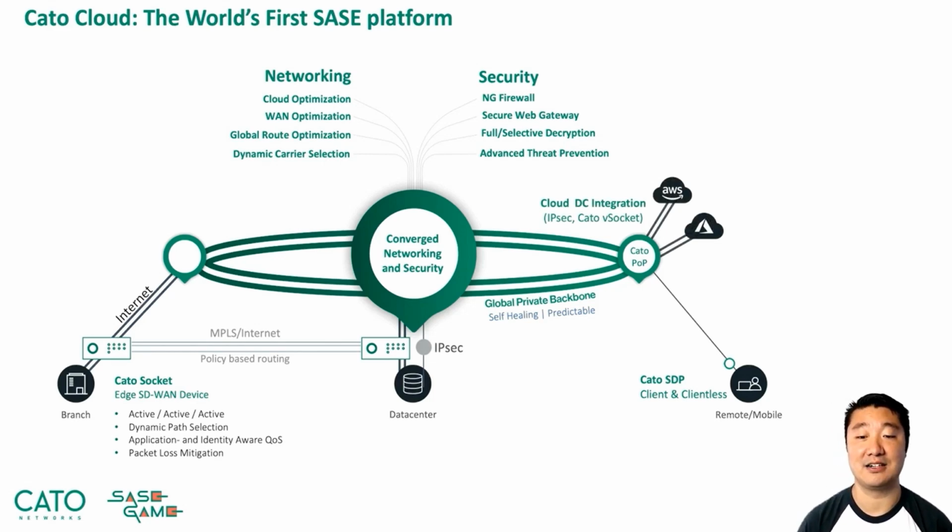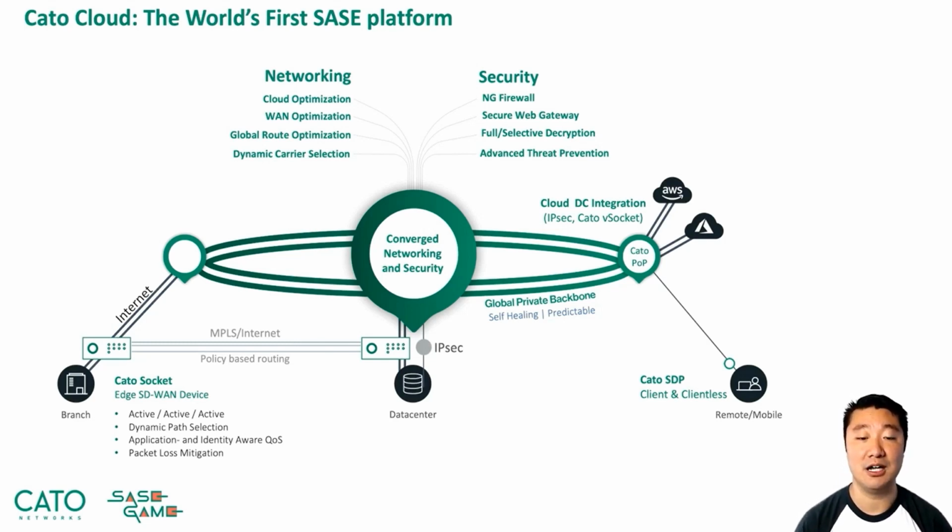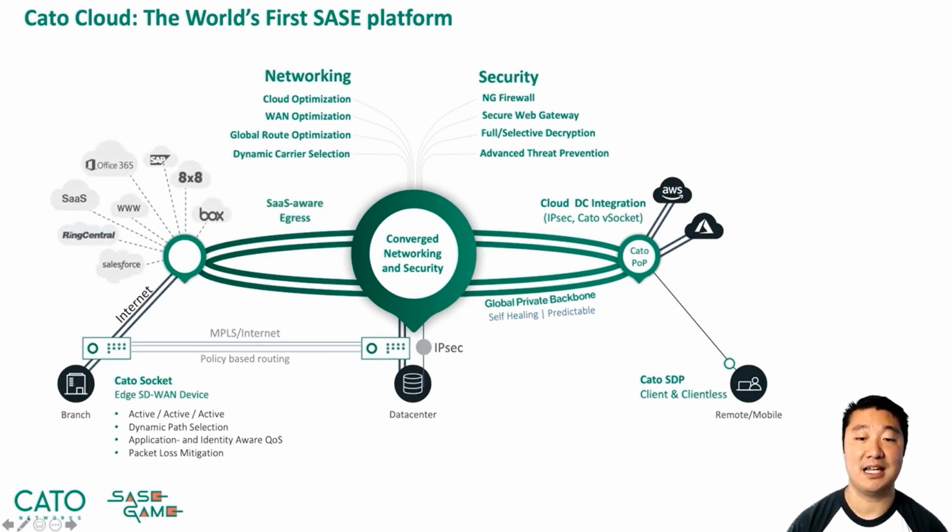Cloud data centers are connected by establishing an IPsec tunnel from the Cato Cloud or by using a Cato virtual socket. This makes the cloud data center an integral part of the network, and its traffic benefits from all network optimization and security controls. For public cloud applications, no integration is required. Application-specific traffic from any edge is automatically detected. Traffic can be sent based on a network rule to the POP closest to the cloud instance serving the business.